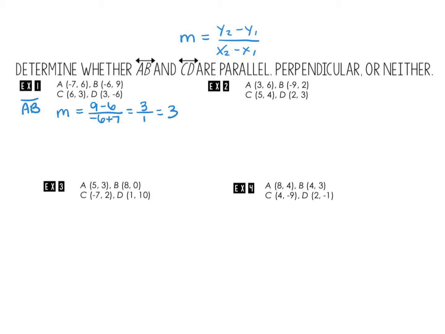For CD, we would do negative 6 minus 3 over 3 minus 6. Negative 6 minus 3 is negative 9 over negative 3. So then we get 3 again. Both slopes are 3, so we know these two lines are parallel.